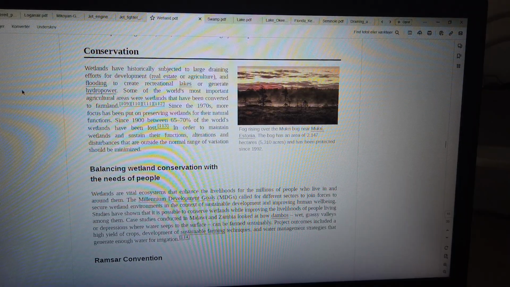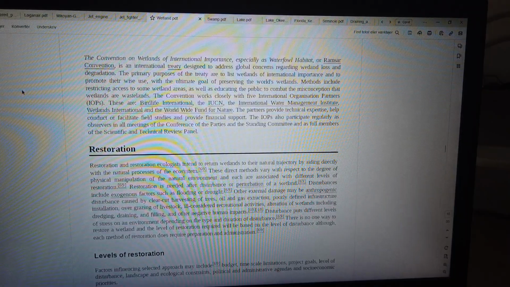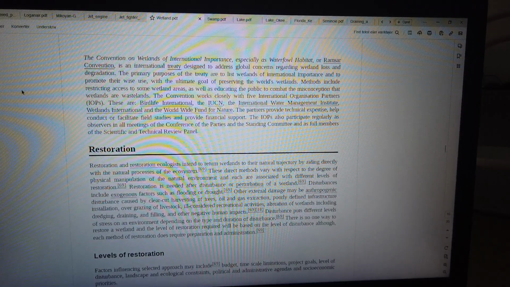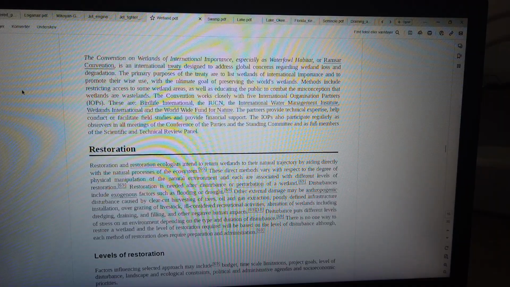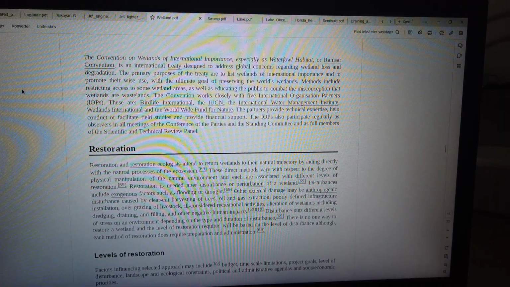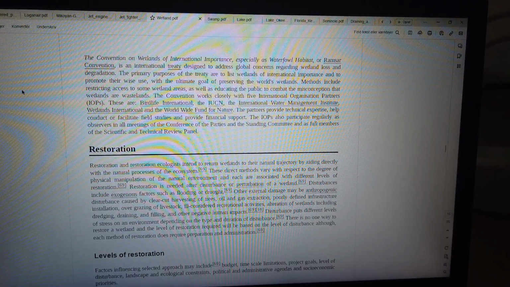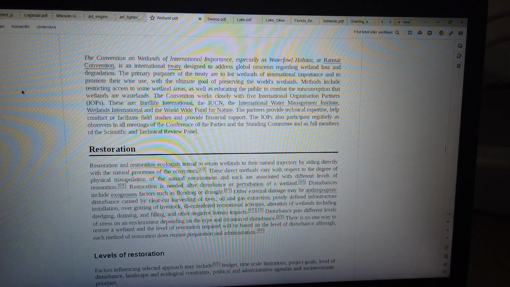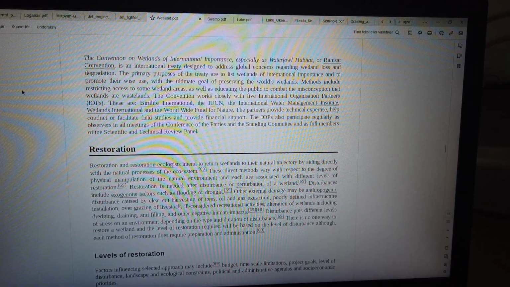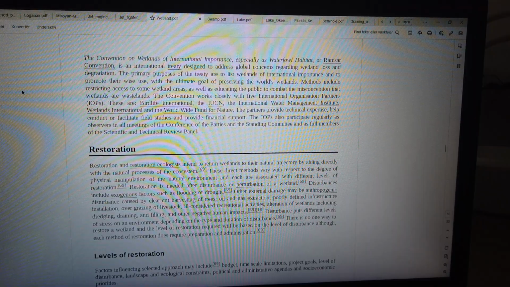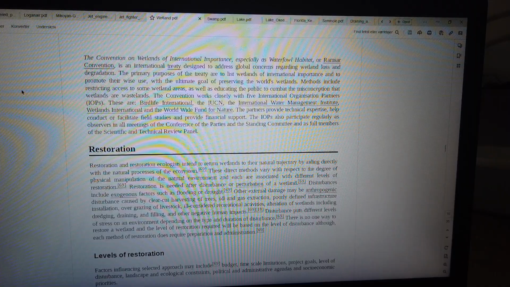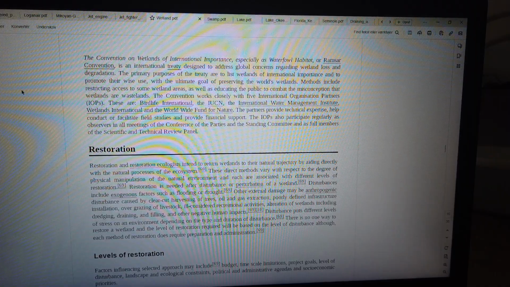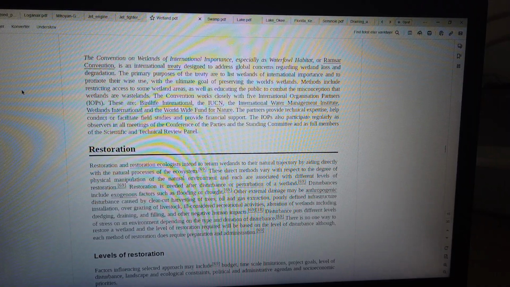Ramsar Convention. The Convention on Wetlands of International Importance, especially as Waterfowl Habitat, or Ramsar Convention, is an international treaty designed to address global concerns regarding wetland loss and degradation. The primary purposes of the treaty are to list wetlands of international importance and to promote their wise use, with the ultimate goal of preserving the world's wetlands.